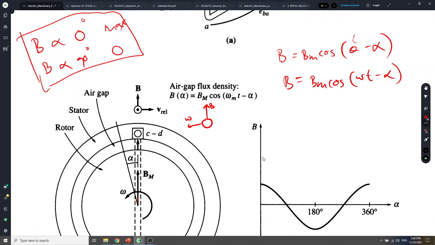Okay, so when we look at the relative motion, the v will not move, but the relative motion is at this direction. Okay, v relative. Okay, so then by using our right hand rule, the current will flow to which direction? Inside the paper or outside the paper?